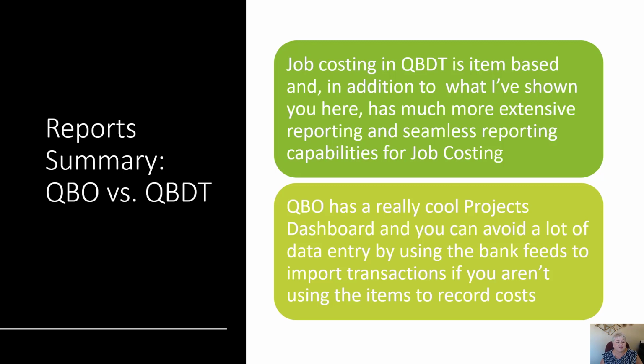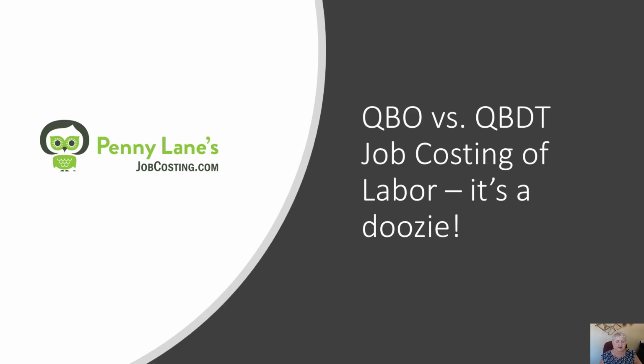In QuickBooks Desktop, if you're doing job costing, everything has to be entered to the item level, which is not available in the bank feeds in either QuickBooks Online or Desktop. So whether you're in Online or Desktop, if you need to use the items to record the costs, you're going to be doing more data entry. But if you just use QuickBooks Online for your project costing, in most cases, you're not going to need to use the products and services, so you can use the bank feeds, which saves a ton of time on data entry.